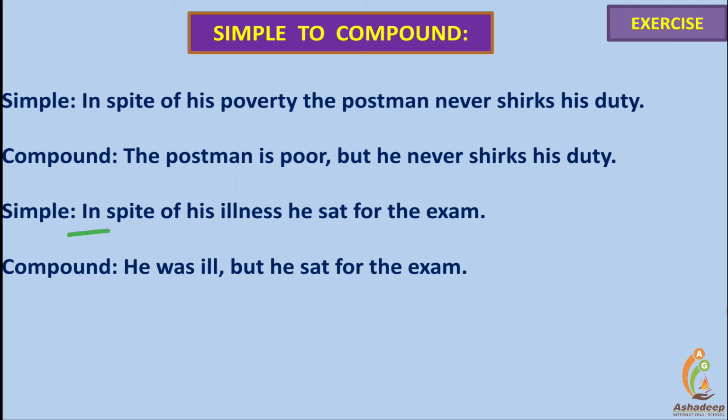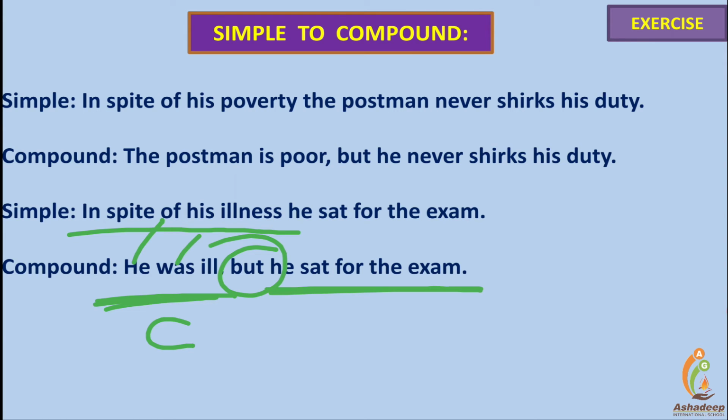In spite of his illness, the phrase, becomes: he was ill. It's a clause. He is the subject, was is the verb. He was ill, but he sat for the exam. It's another clause. Here, friends, both are independent, neither depends on the other. It's a compound sentence.